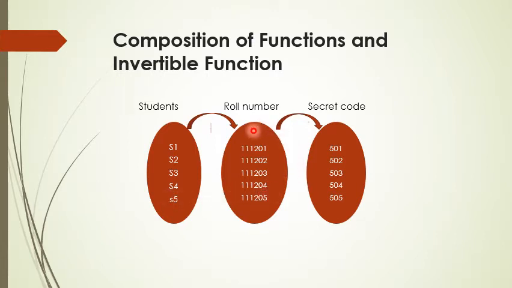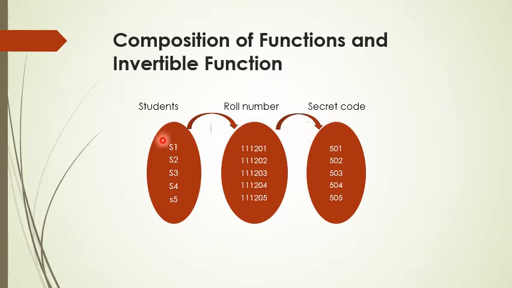And there exists a function g from the roll number set to the secret code set. That is, g of 111201 is 501. g of 111202 is 502. g of 111203 is 503. Like for these two numbers also. That is, there exists a function f from the student set to the roll number set and there exists a function g from the roll number set to the secret code set.